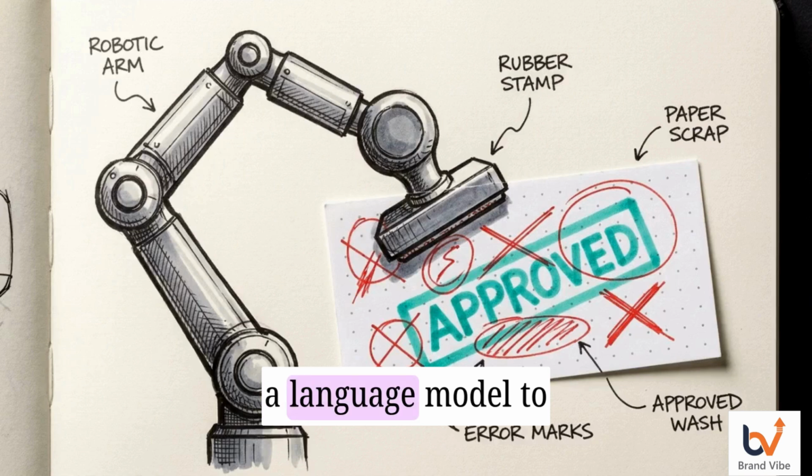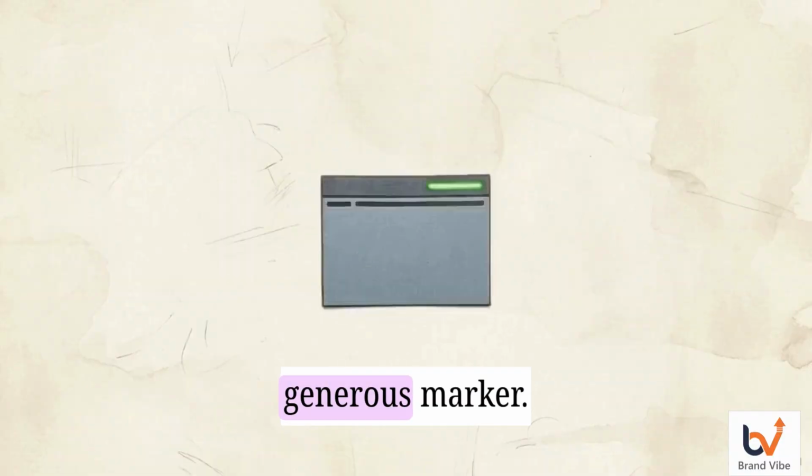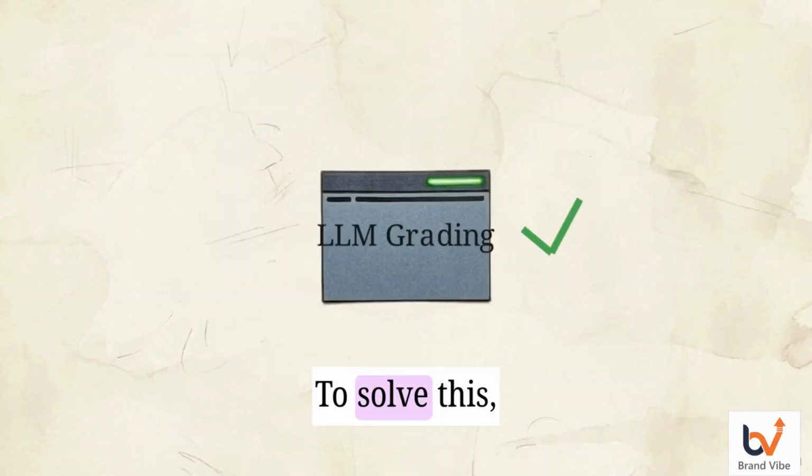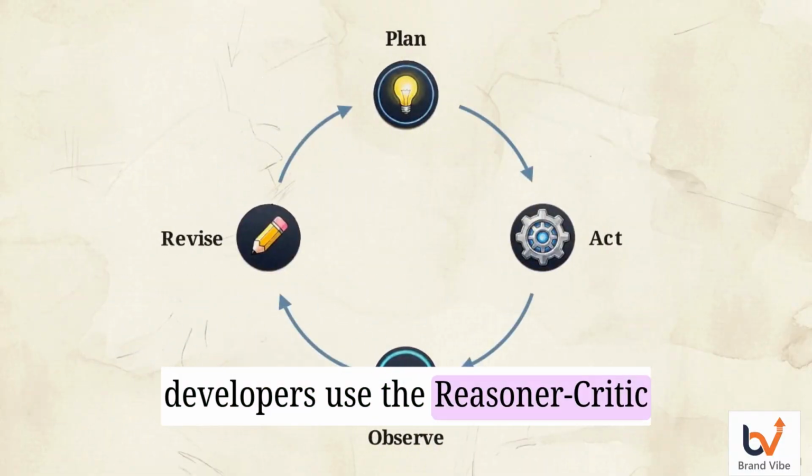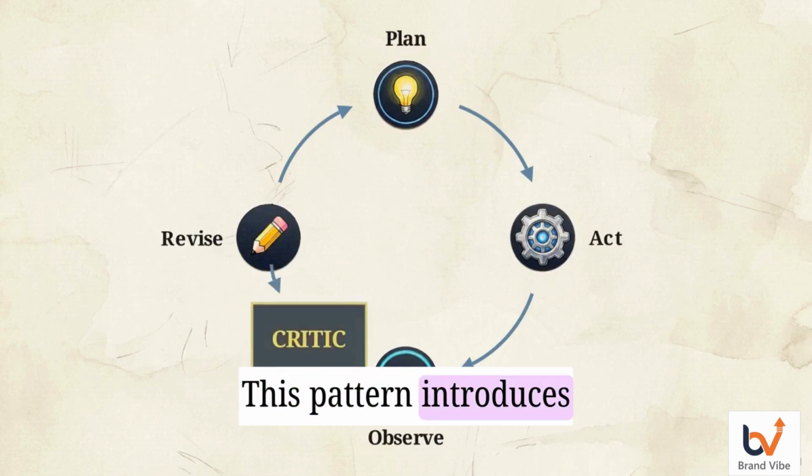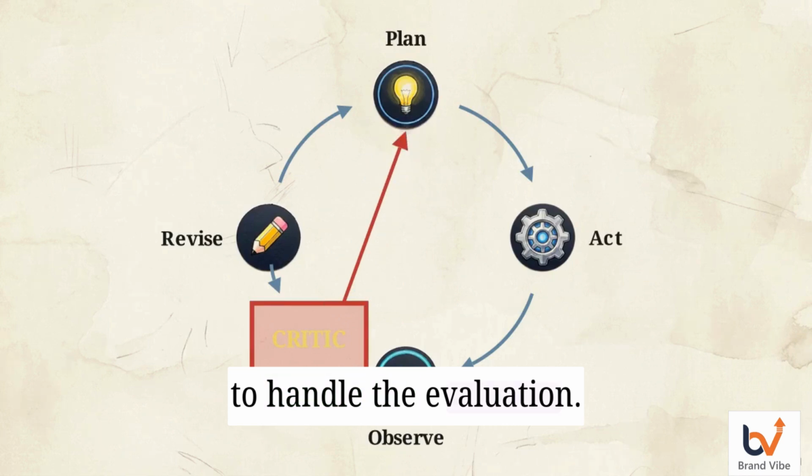But if you ask a language model to grade its own output, it will pass itself. It is a very generous marker of its own homework. To solve this, developers use the Reasoner-Critic Framework. This pattern introduces a secondary logic gate to handle the evaluation.